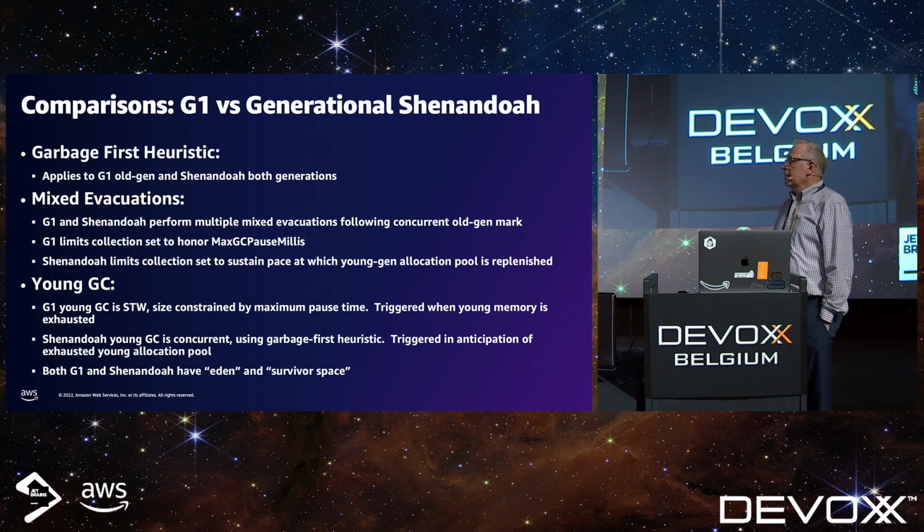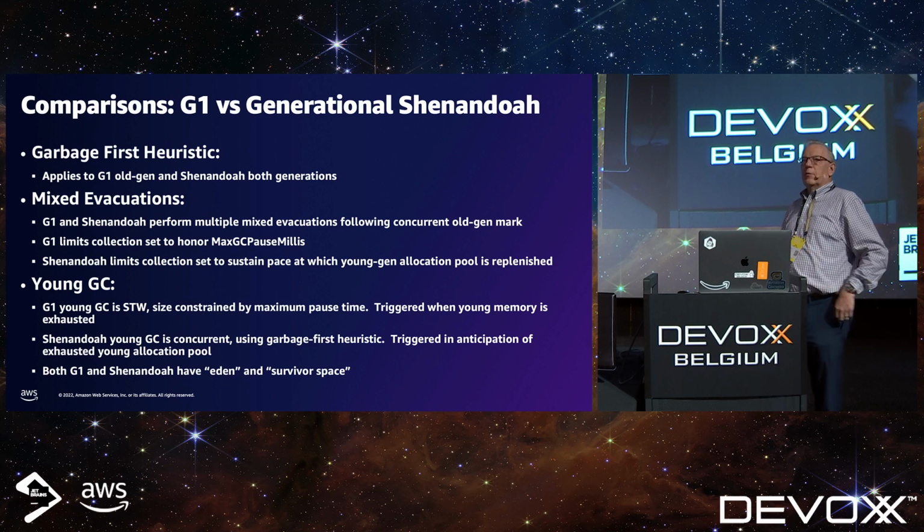Both techniques have mixed evacuations. In both cases, after we have completed a concurrent marking of the old memory, we will do multiple mixed evacuations in order to collect all of that old gen memory. G1 limits the size of the mixed evacuation collection set because each evacuation is stop the world, and they are not allowing themselves to take longer than max pause time for any single mixed evacuation. So they put a bound on how much they can process in each mixed evacuation.